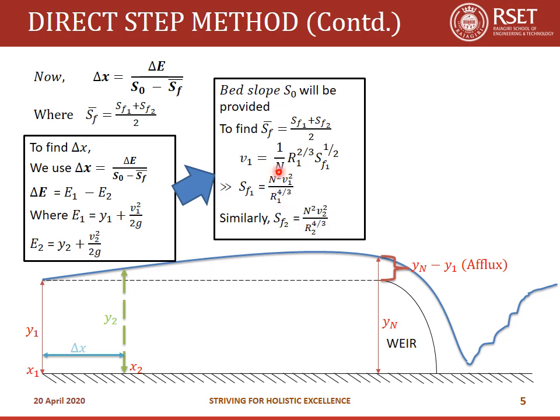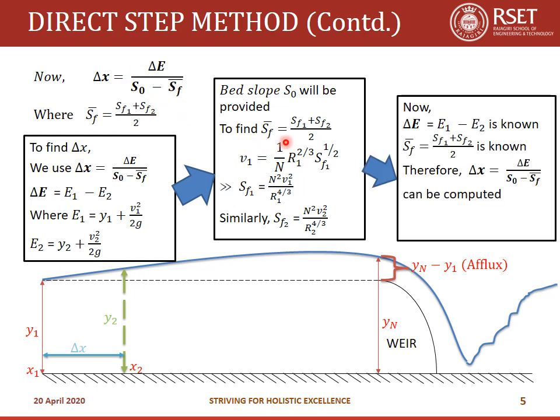Capital N is Manning's constant. It is going to be constant for the channel, so it has no subscript, whereas velocity and hydraulic mean depth have a subscript. So I found out Sf1 and Sf2 corresponding to y1 and y2, so that I can find out Sf bar. So now S0 minus Sf bar also is known to me.